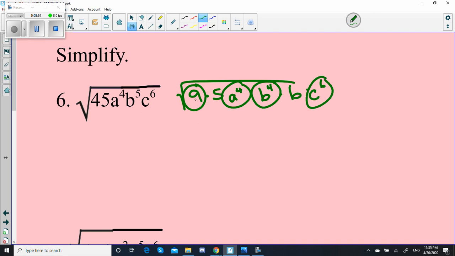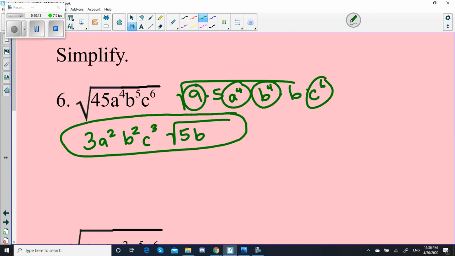So I'm going to take the square root of all the ones that are circled. On the outside, the square root of 9 is 3. The square root of a to the 4th is a to the 2nd. The square root of b to the fourth is b to the second. The square root of c to the sixth is c to the third. And then what's left underneath are the ones I didn't take the square root of, 5b. This is my answer. Okay, so I'm just putting it all together here. All right, you try number 7.